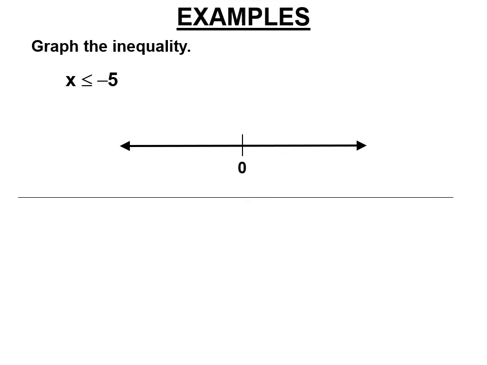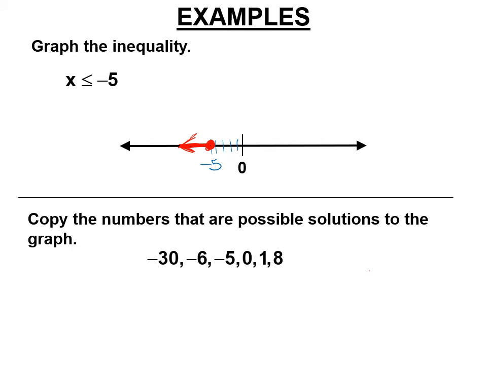All right, so what is that? That's x is, all the numbers are x is less than or equal to -5. So you show 0, then you show 1, 2, -1, -2, -3, -4, -5 is right there. We're going to close in our circle because there's an or equal to, and that's less than. So x is less than or equal to -5. No, you don't have to write the sentence out every time, unless you're asked for that. The graph, this is the graph. Copy numbers that are possible solutions of the graph. Well, -30, -6, -5, yes, because we have the or equal to, nothing that is bigger or larger than -5.